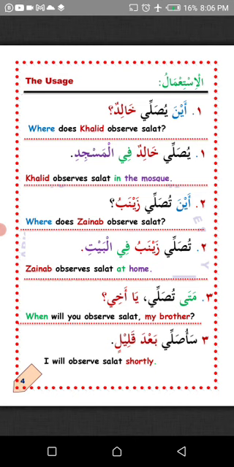Remember that fi is an agent of kasra. Its grammatical duty is to mark the last letter of any Arabic word appearing after it with kasra, as we have it in fil masjidi, dalun with kasra. I hope you understand.